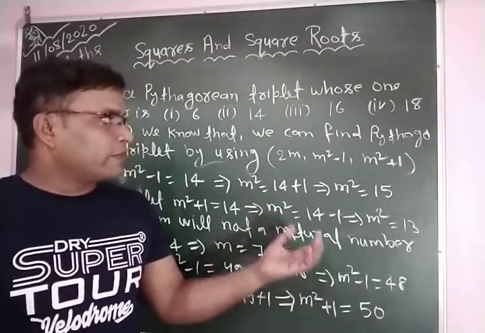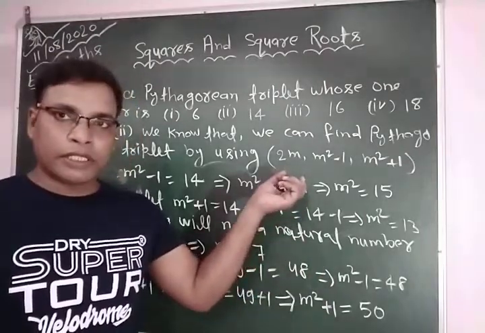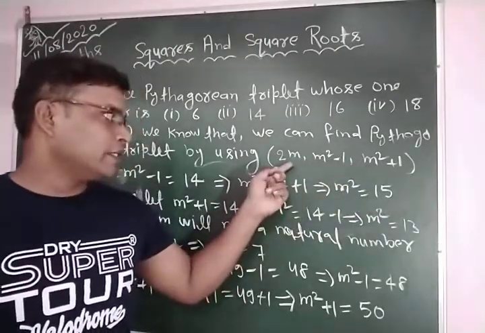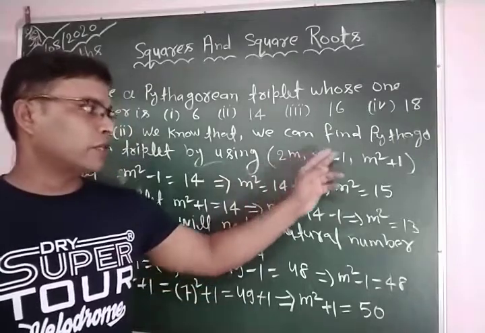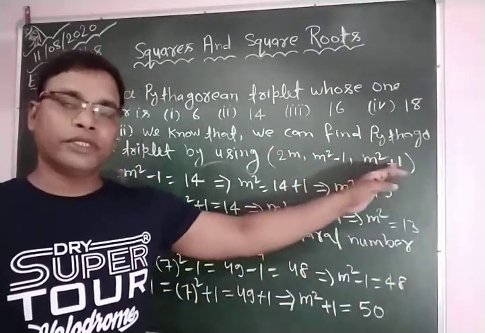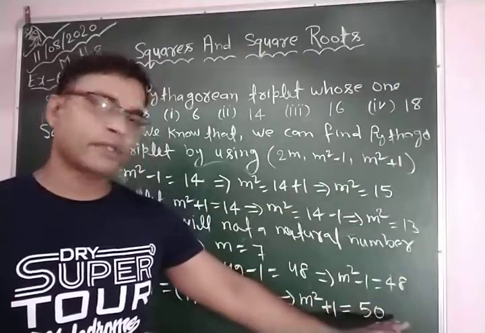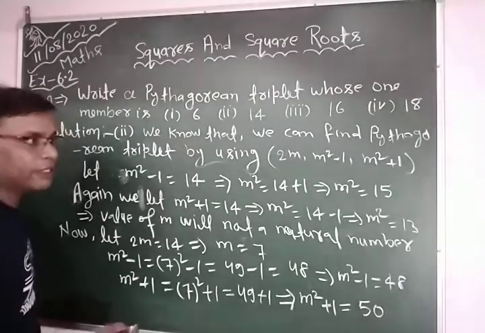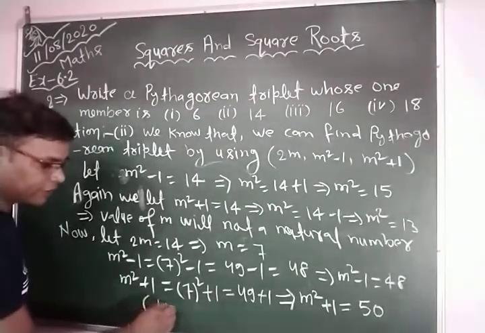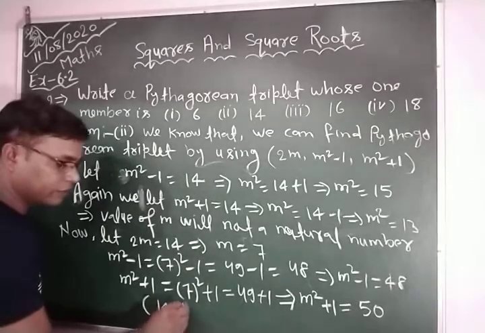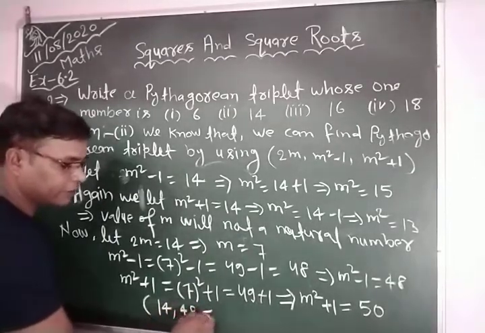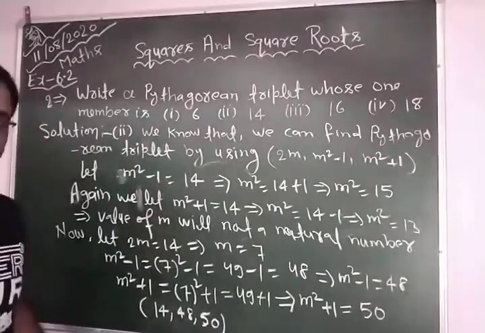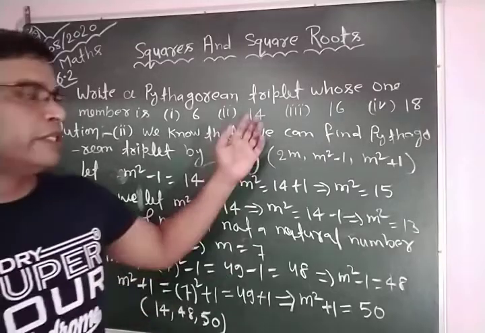So what is the Pythagorean triplet? Pythagorean triplet is in the form of 2m, m square minus 1, m square plus 1. So we find 2m is equal to 14, m square minus 1 is equal to 48, and m square plus 1 is equal to 50. Okay. So the required Pythagorean triplet is 14, 48 and 50. Clear? This is the required Pythagorean triplet, whose one member 14 is given.